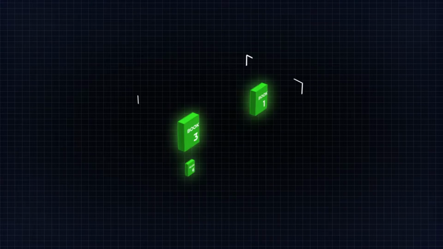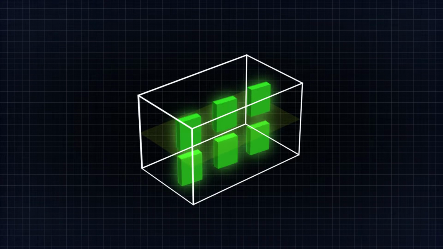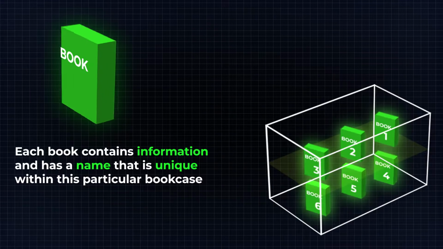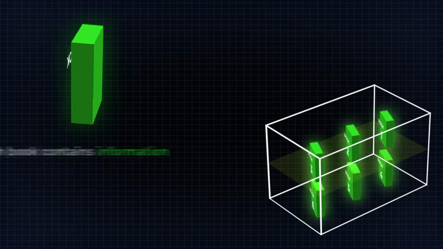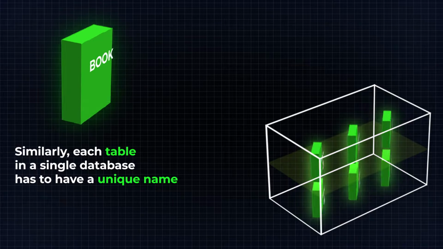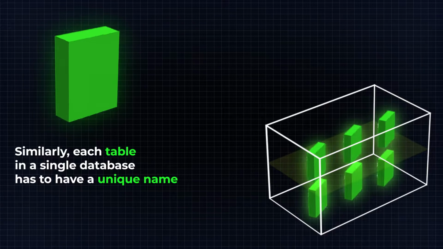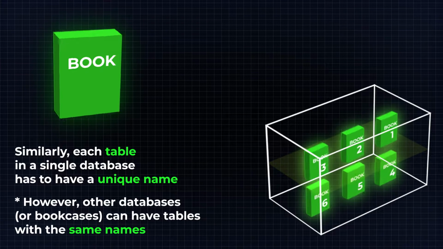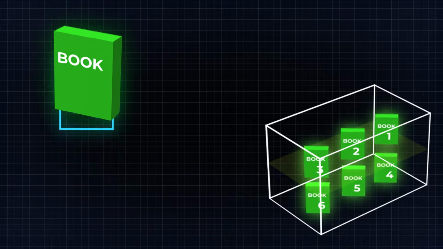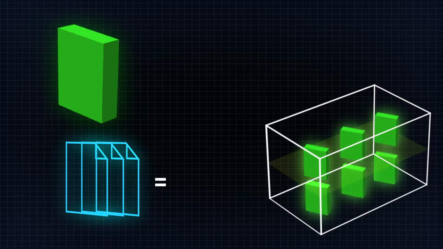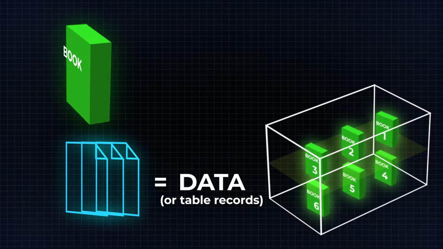You can imagine a relational database as a huge bookcase full of various books, all with different names. Database tables pretty much resemble these books. Each book contains information and has a name that is unique within this particular bookcase. Similarly, each table in a single database has to have a unique name. However, other databases or bookcases can have tables with the same names. Each book consists of pages. Those pages represent data or table records.